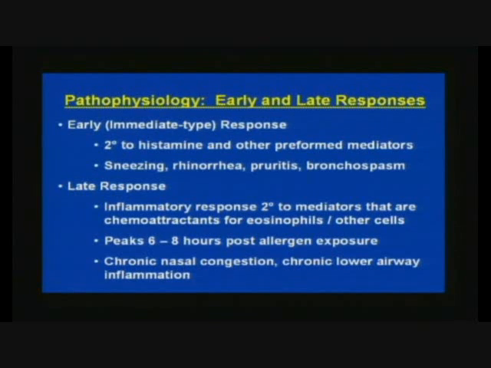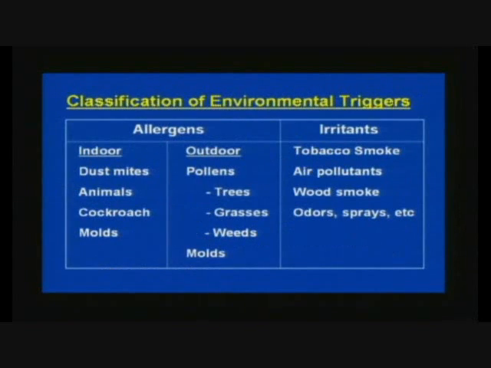These responses are a result of influx of inflammatory cells. So with the allergic reaction, histamine, leukotrienes, things like that give you those early phase responses. Late phase responses are things like chemokines that attract immune cells and you get inflammation in the tissues involved. So that can give you symptoms like chronic nasal congestion, chronic lower airway inflammation with edema. So that's the underlying basis for the immediate type hypersensitivity reactions.